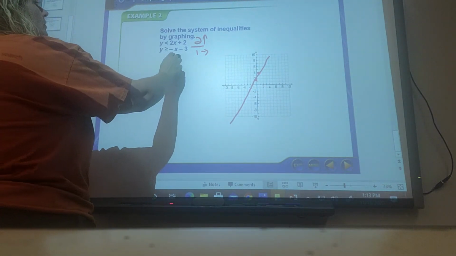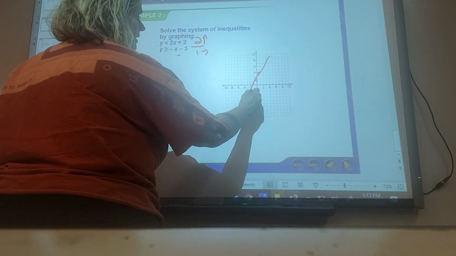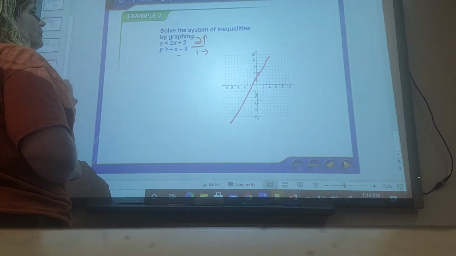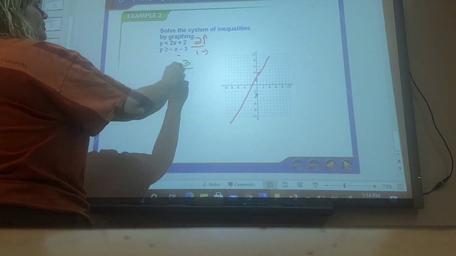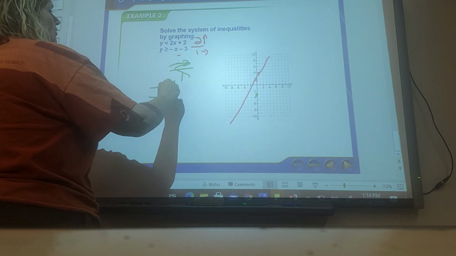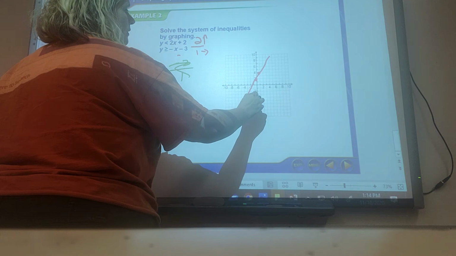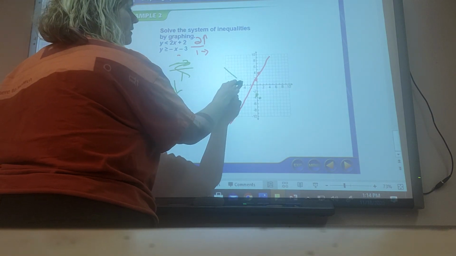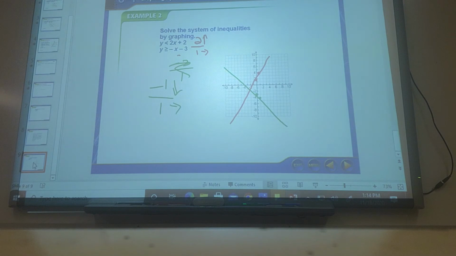This one, I'm going to go to -3. I'm going to use a different color. -3. And then the slope is -1, so we're going to go down 1 and to the right one. Down 1 and to the right one. And then connect those. So now we have to shade.